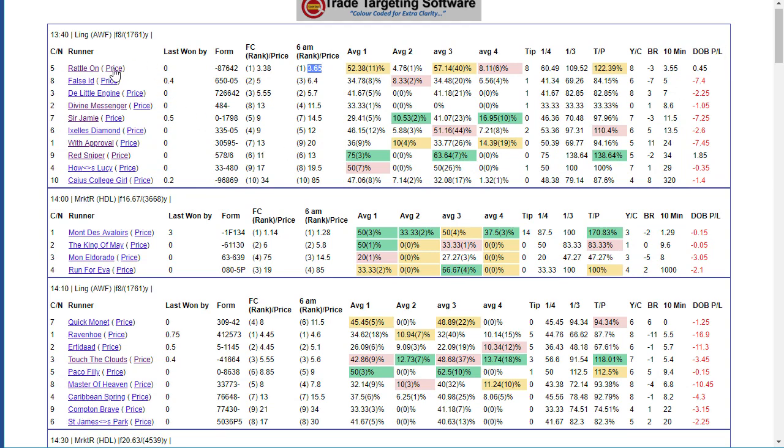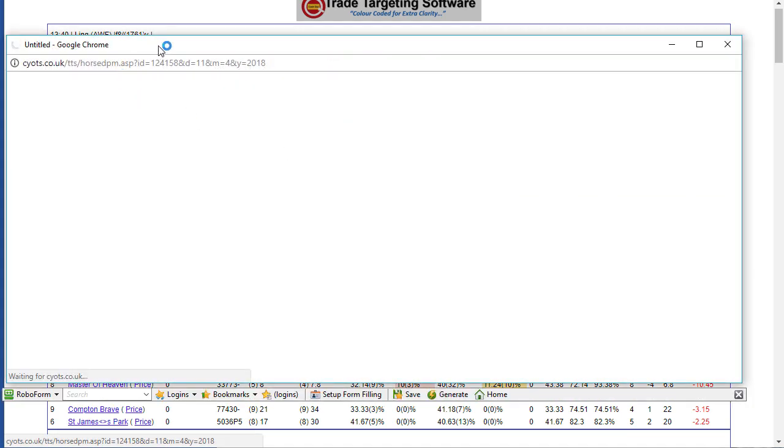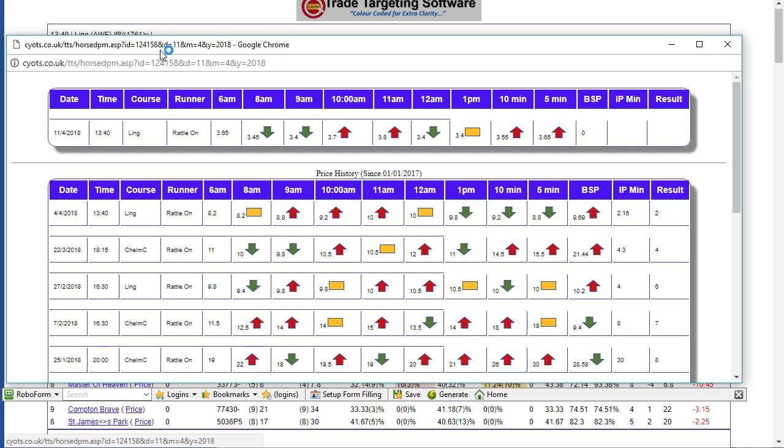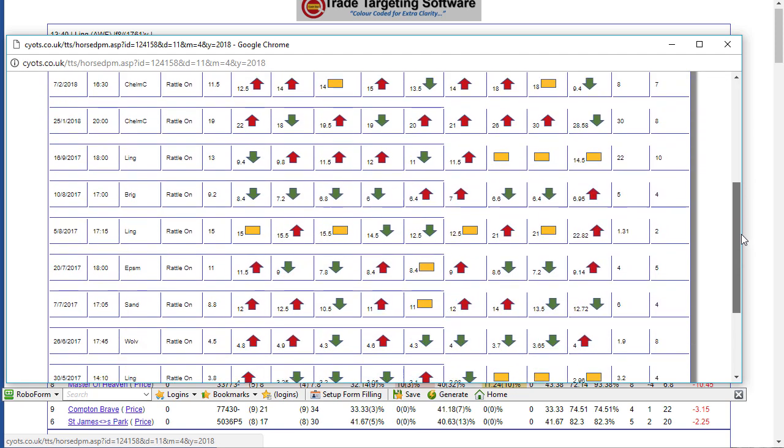The other thing that you get with the TTS is the price movement during the day. So we go all the way up to 1 PM, and you can see what the price has been doing since 6 AM. In this particular occasion, it's gone up and then come back down again, and it's gone up from its 1 PM price to the 5 minutes before the off price. So you get that kind of information to go on as well.